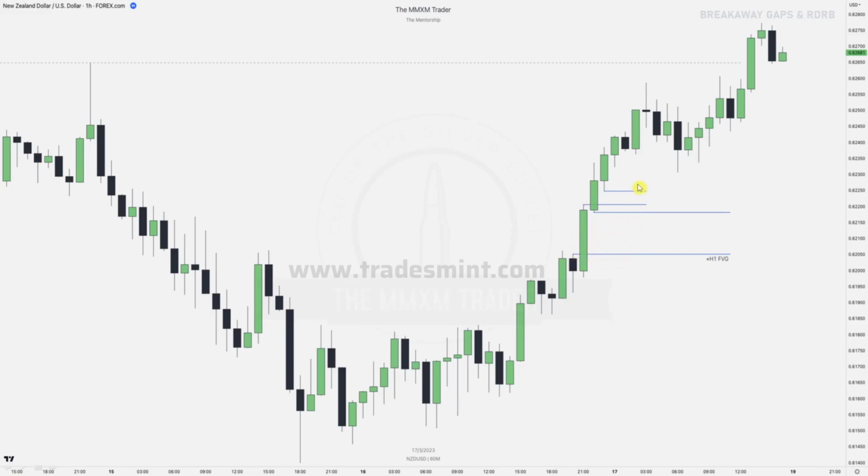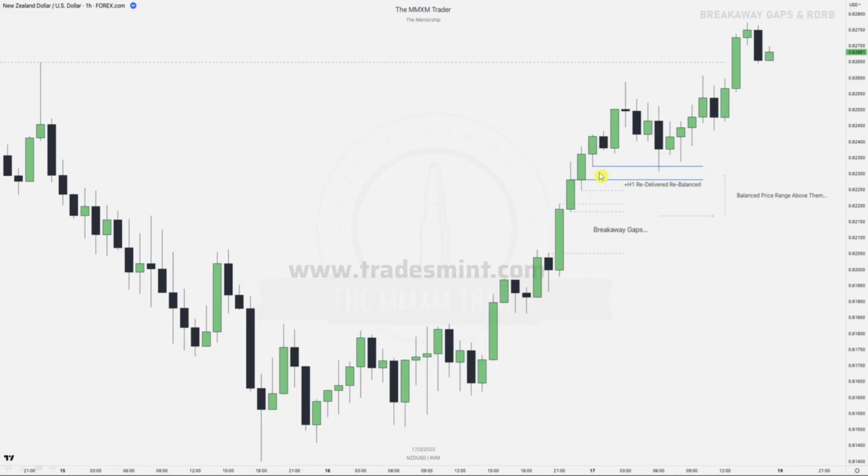This should be a nice area where we can retrace into. What is happening over here? Up, down, and then once again up. So we have a balanced price range here, and you can see the wick comes into this BPR over here in this redelivered rebalance PD array. Put your eye on here. Outline those with the redelivered rebalanced lines, with the closing price of this bullish candle and the low of the wick from this candle, and then we have this array leaving all these breakaway gaps.